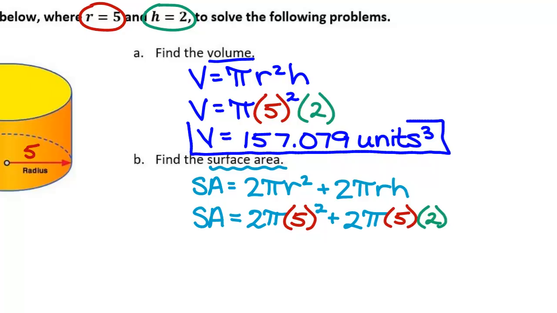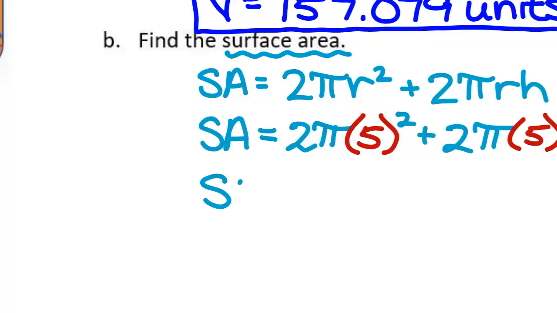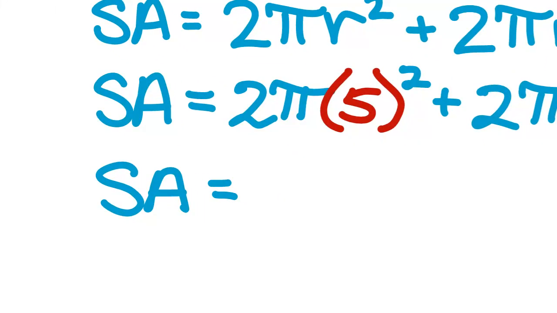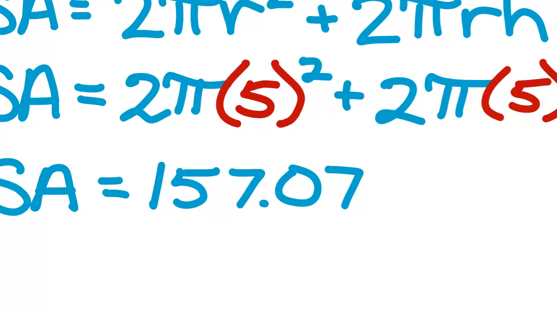Surface area, we have two different things to calculate and then to add together. The first part, 2 pi times 5 squared, that's the area of the top circle and the bottom circle. What do we get from just this first part, 2 pi times 5 squared? 62.831.